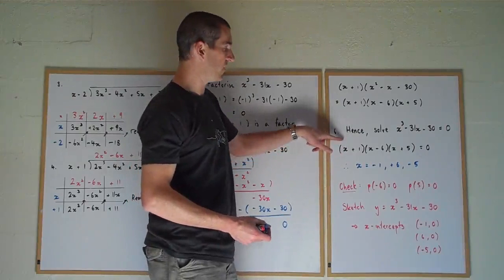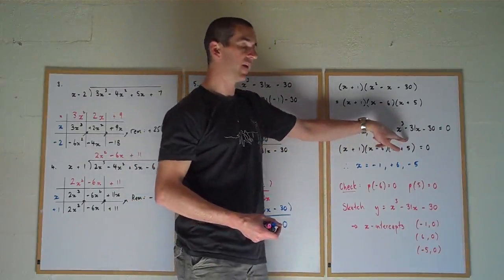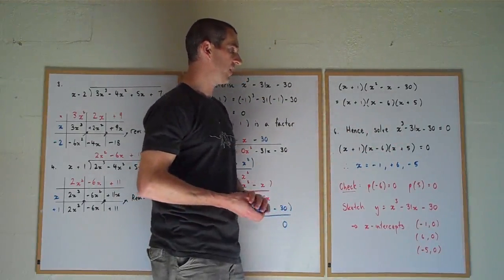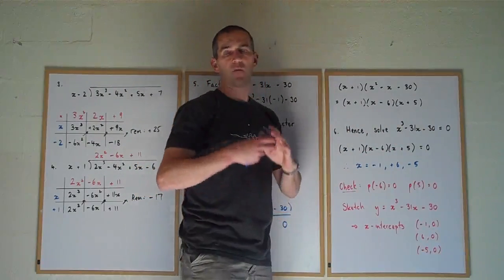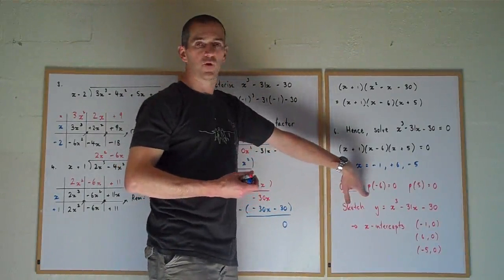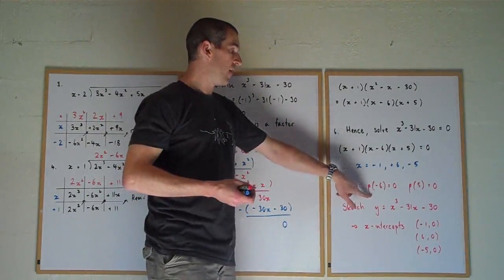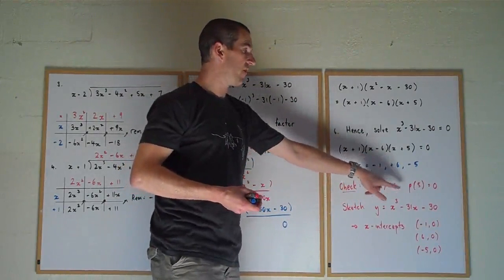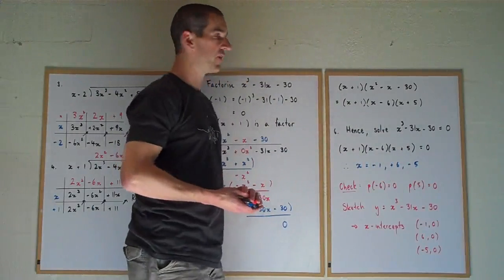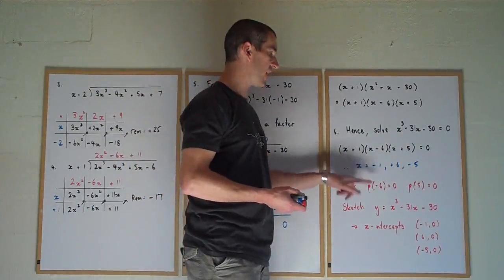Null factor law, either this factor, or that factor equals 0. So we have x equals minus 1, plus 6, or negative 5. A variety of ways to cross-check. We probably wouldn't be able to guess it. We may be able to guess these, but P(negative 6) should equal 0, and P(5) should equal 0 as well. And you can set that up with a simple definition of the polynomial on your CAS calculator and check that as well.